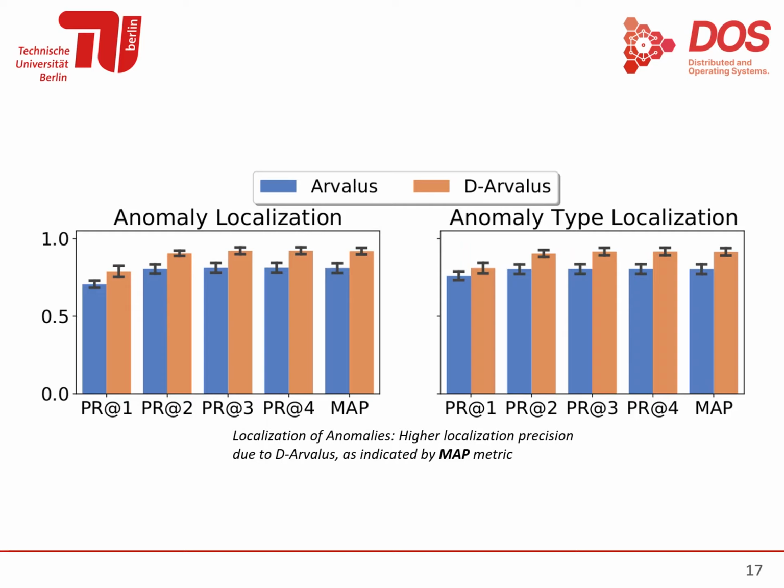The same applies to the localization capabilities of our approach. Using graph convolution and neighborhood information, we are able to achieve better localization results, even for small values of k. This is even the case when we do localization of specific anomaly types, as depicted on the right-hand side.